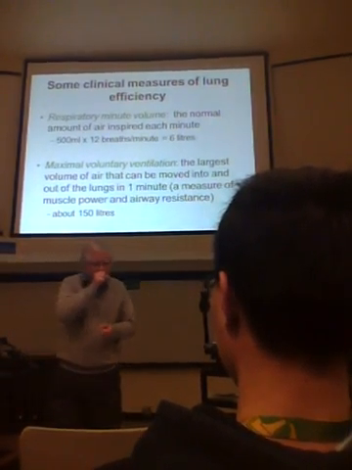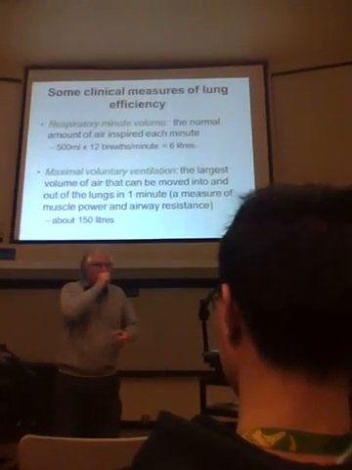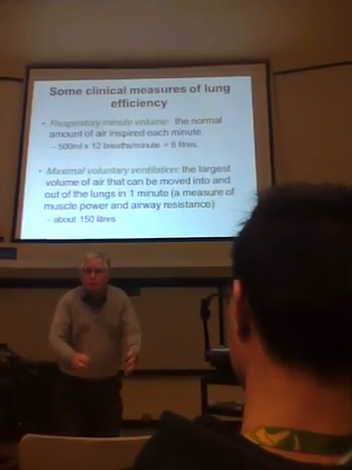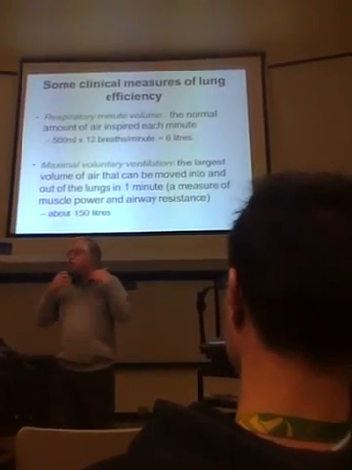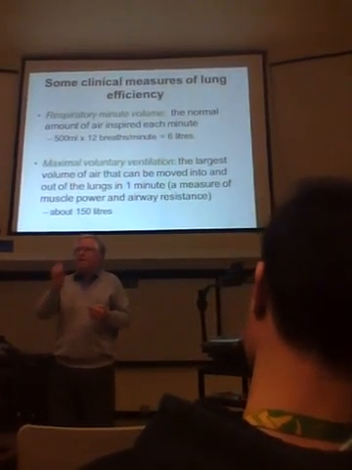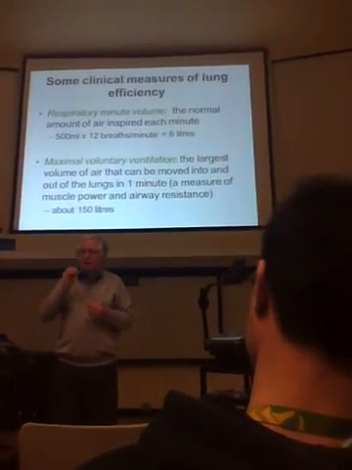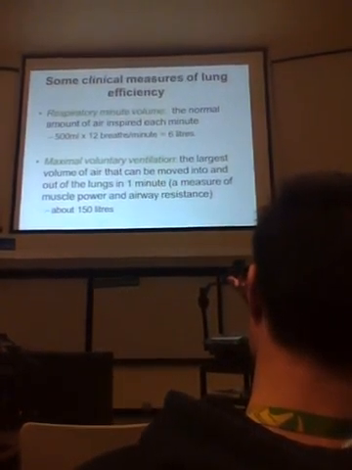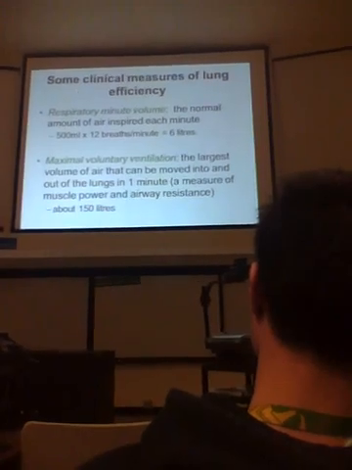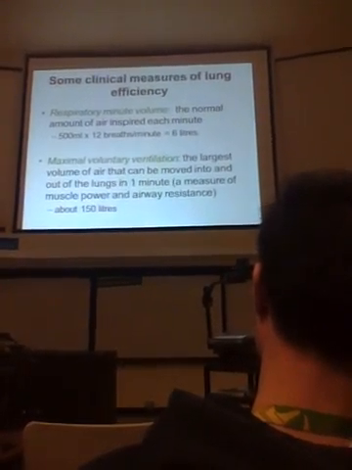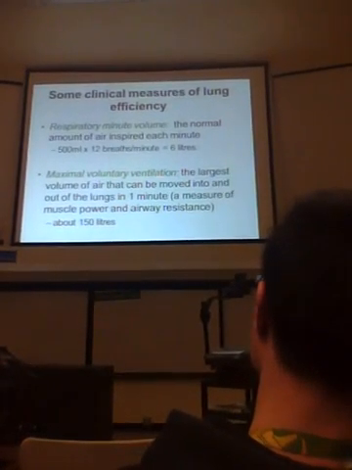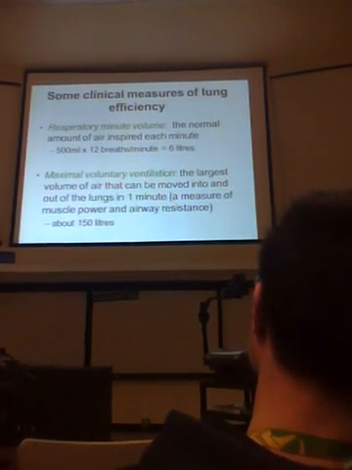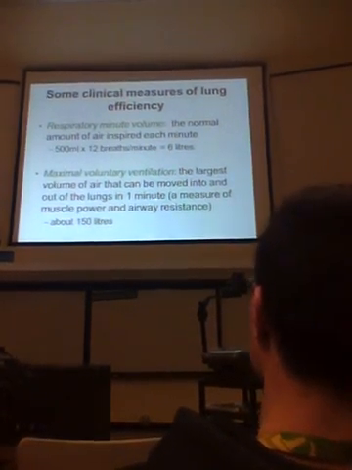So you're sitting there and you're going, maximum in, maximum out, maximum in, maximum out, as quickly as you possibly can. That is the test of how efficient your airway is and the movement of air in and out. And it results in a number which is called the maximum voluntary ventilation, the largest amount of air that can be moved in and out of the lungs in 1 minute.